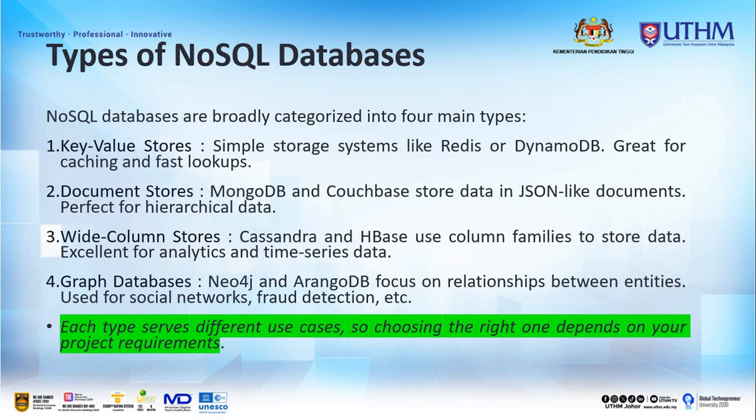Types of NoSQL, we already came across all these. These are the four major categories of NoSQL database. We have key-value stores, document stores, wide column stores, graph database. Each type serves different use cases, so choosing the right one depends on your project requirement. But basically we will be using MongoDB, based on document stores.